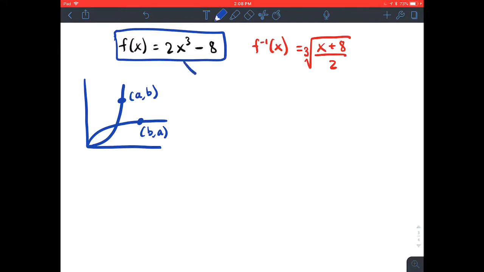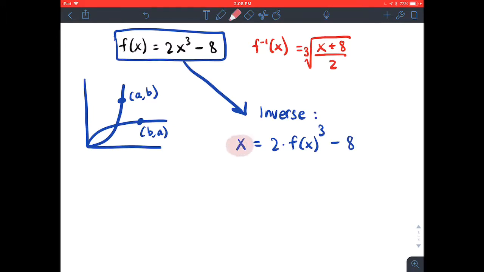If we have f of x equals 2x cubed minus 8, the inverse function will be x equals 2 times f of x cubed minus 8. But then we need to solve for f of x. So what just happened? I swapped f of x and x from this function up here. They simply traded places because the old inputs become the new outputs and the old outputs become the new inputs.